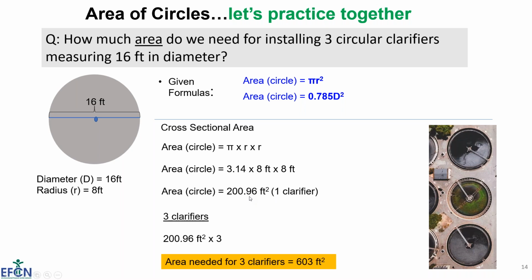So you have to complete it because we have 3 clarifiers and we want to make sure that we multiply the area by 3 to get the full area of all the 3 clarifiers. So 200.96 square feet multiplied by 3, and we get our area for the 3 clarifiers to be 603 square feet. So my tip here is make sure you read and understand the problem, answer the problem all the way to the end, and then make sure that your units are compatible.